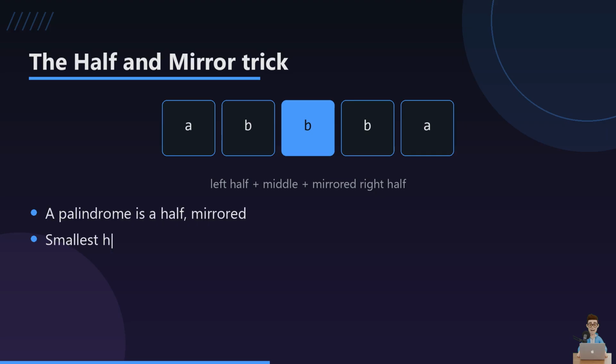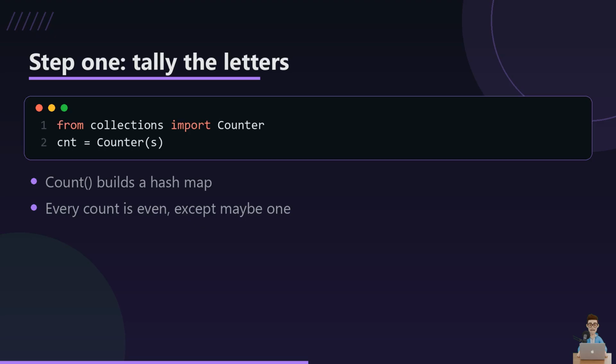Here's the trick. A palindrome is just a left half, mirrored, so the right half is forced to copy it backwards. I call this the half and mirror trick. Count the letters, split each count in 2, sort them. Done. Clean. First, we tally every letter with the hash map.